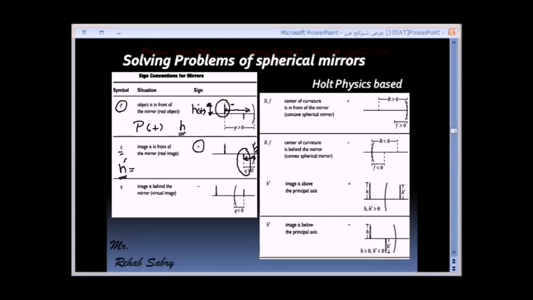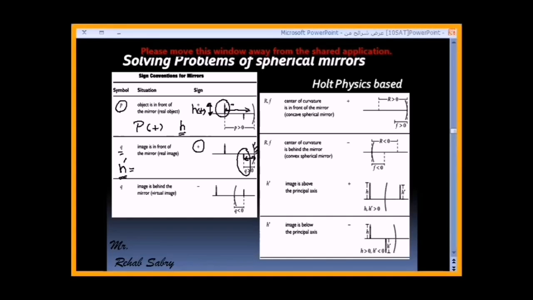Yes. Okay. Abdulaziz, you were asking a question. Yes, Mr., can you re-explain the H dash? H dash. Now this is the object. Its size, its length, is H. This is the image. Its size is H dash.